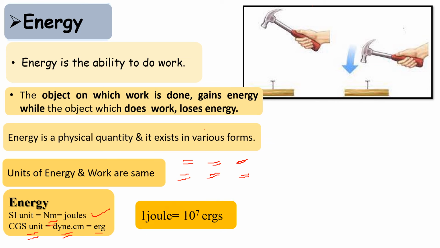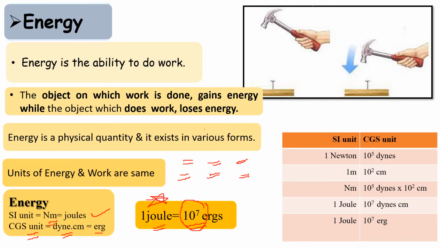Now, what is the relation between joules and ergs? 1 joule is 10 to the power 7 ergs. This is a very important conversion that you need to remember. The SI unit joule is related to the CGS unit ergs by this relation: 1 joule is 10 to the power 7 ergs.